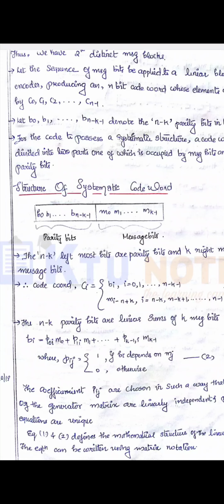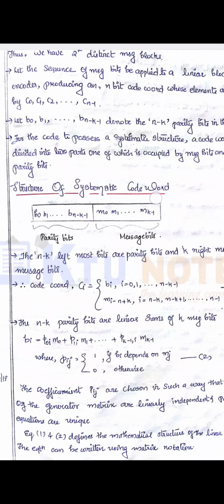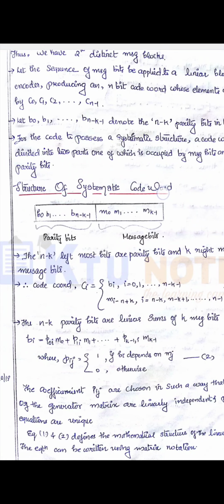The size of the parity bits is n minus k. So the parity bits are represented by B0, B1, etc., up to Bn minus 1. Sorry, n minus k minus 1. Okay, since it starts from B0 and there are n minus k parity bits.